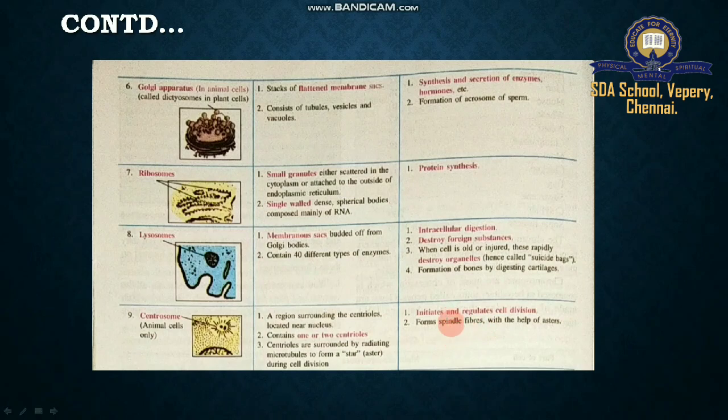If spindle fibers do not form, the cell is not going to divide. So whenever a cell is going to divide, the centrosomes form an aster and spindle fibers. The cell divides easily, 1 into 2, 2 into 4, 4 into 8, 16, then 32, 64. Likewise, the consecutive divisions happen with the help of aster formation through the centrosome.